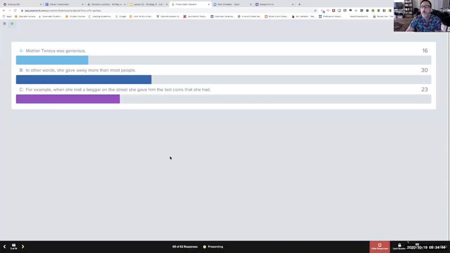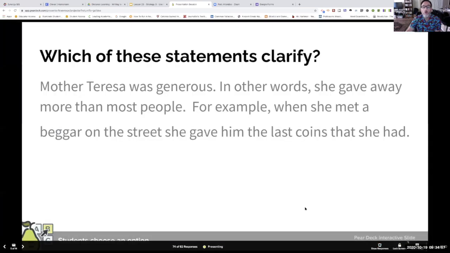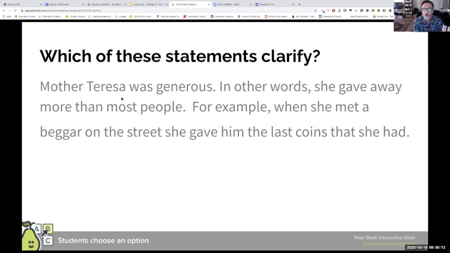Interesting. Okay, good. The correct answer here is B. In other words, she gave away more than most people. And now I want to talk about why that is. All right. So Mother Teresa was generous. So what we have here is a global reason, and we have our topic sentence, which is broad enough to give us a little bit of room to operate. And then we have, in other words, she gave away more than most people.